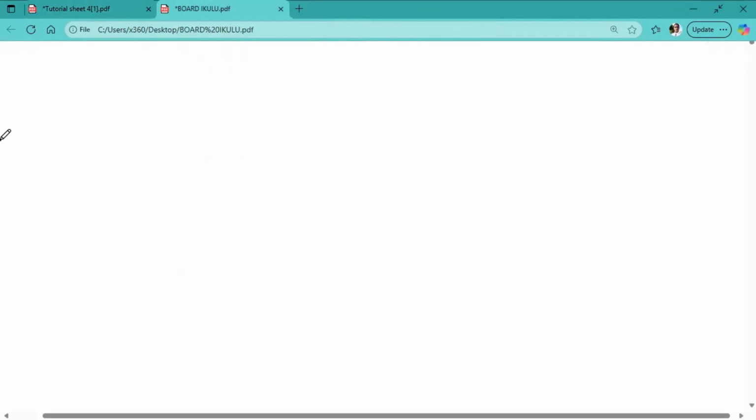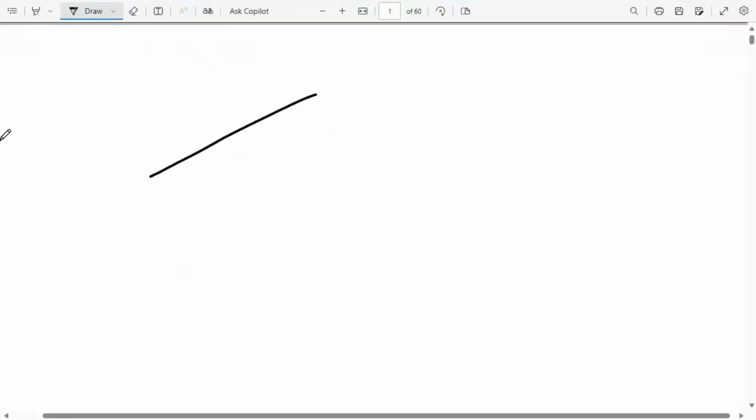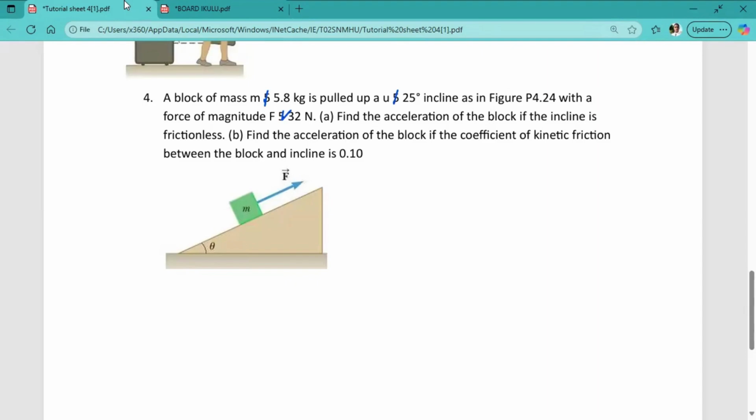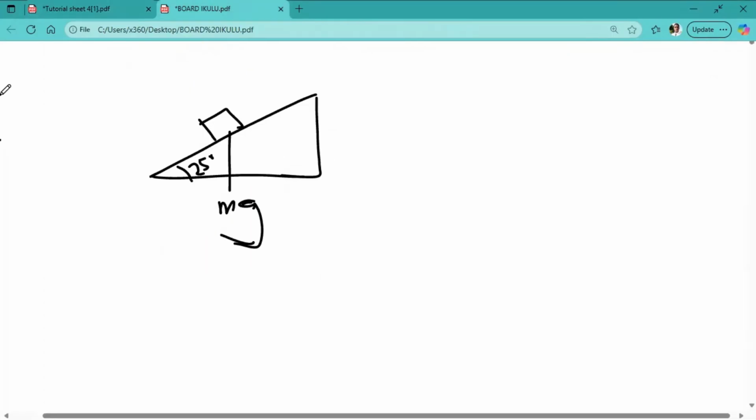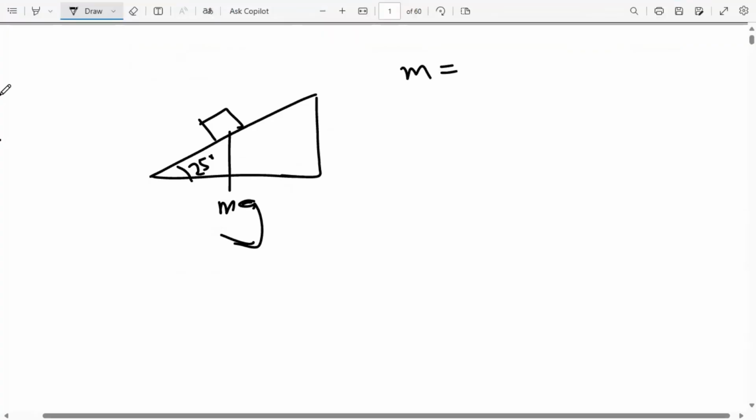So this is an inclined plane problem, which means we're going to draw our diagram like that. We have a block here of mass, and weight pointing in that direction. Then we have 25 degrees, that's the theta there. That's the data we've been given: the mass of the block is 5.8 kilograms, and the force pulling this block is 32 newtons. So that's the only information we need. I'm going to draw my mass here as 5.8 kilograms, then our force pulling this block up, which is equal to 32 newtons.